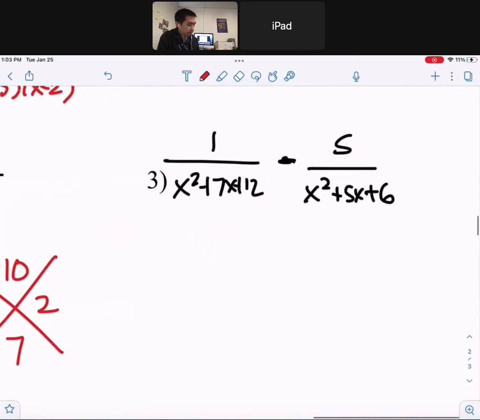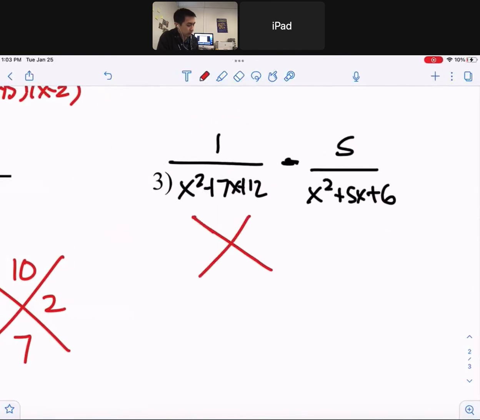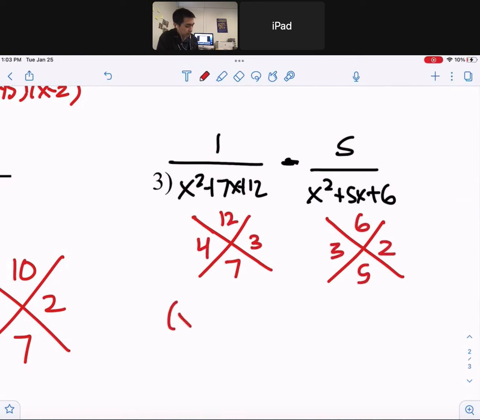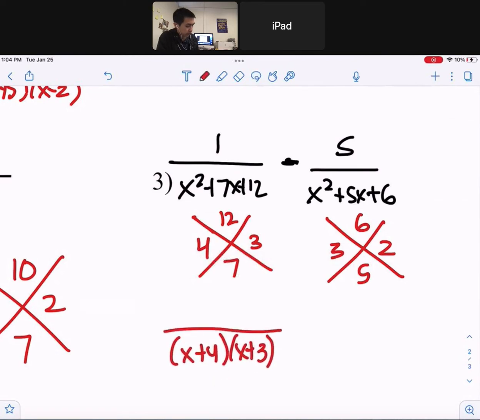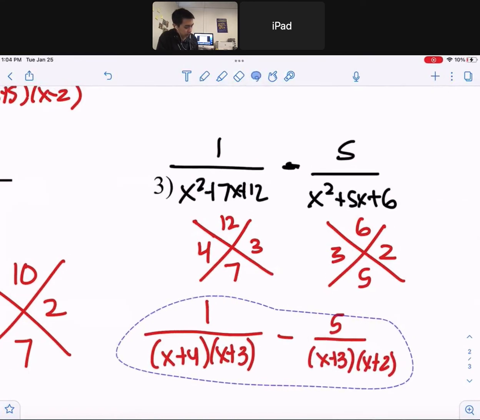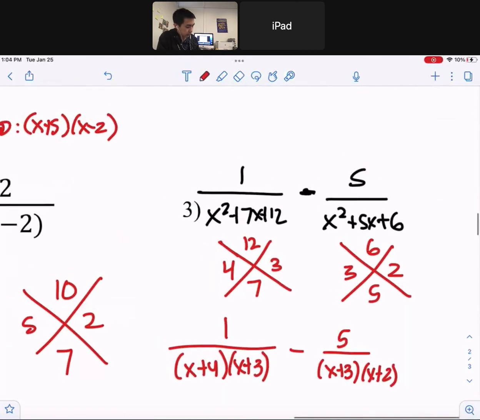Number 3. So both of these probably factor both the denominators out, you guys, so that we can see what factors we are dealing with, right? So we get x plus 4 times x plus 3. Sorry. This is all, 1 is all over this. Minus 5 over x plus 3 times x plus 2. Okay, so the LCD that we're dealing with is x plus 4, x plus 3, and x plus 2.